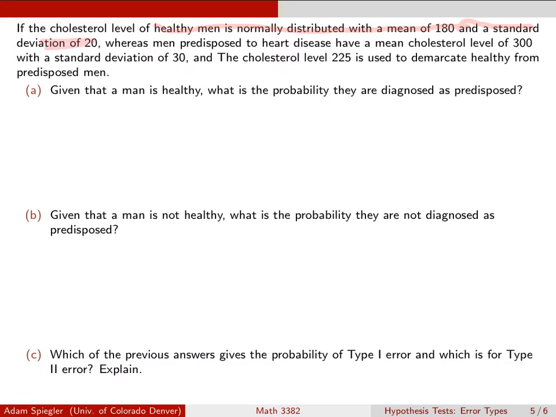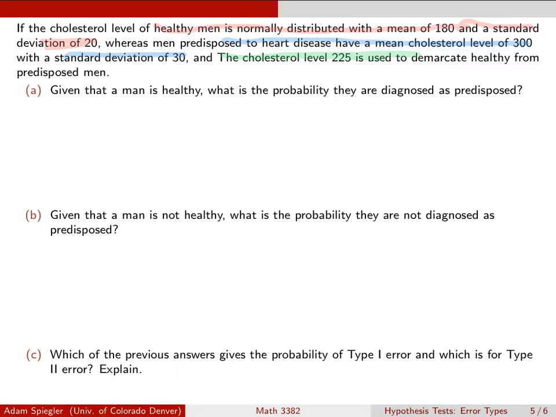On the other hand, if we take a look at men that are predisposed to heart disease, these men have a mean cholesterol level which is much higher, 300, and a standard deviation of 30. According to this test, if the cholesterol level is 225 or higher, then I'd say that you have heart disease. This is the clinical cutoff level when a man is told that they have high cholesterol and that they might be predisposed to heart disease.